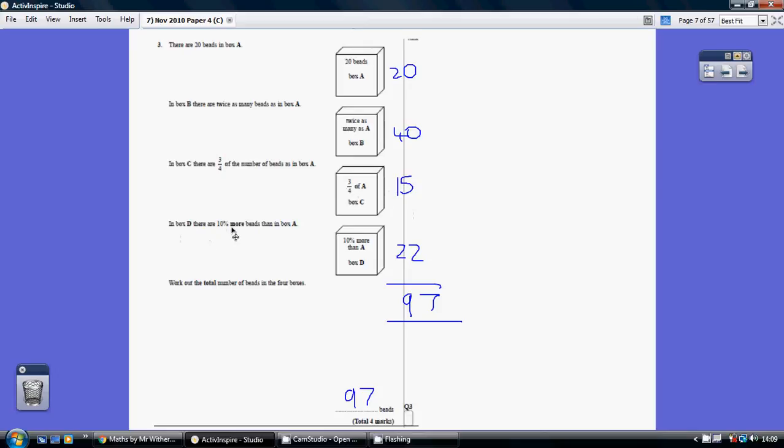Now, in box D, there are 10% more beads than in box A. Well, 10% of 20 is a tenth. A tenth of 20 is 2, so it's got 2 more than 20, so it's got 22. Add these four numbers together and you get 97.